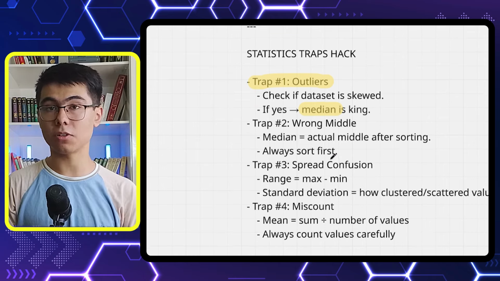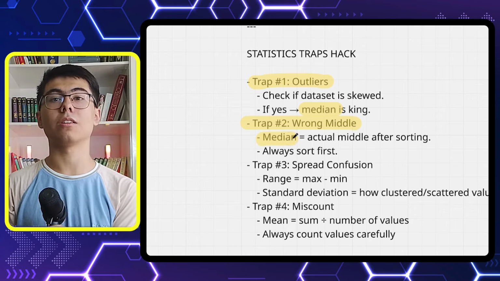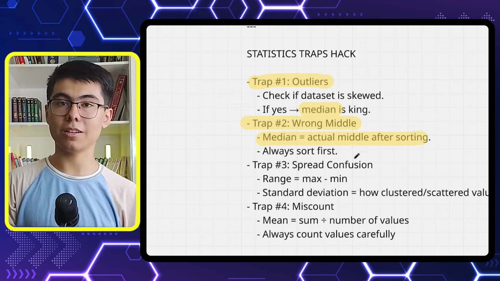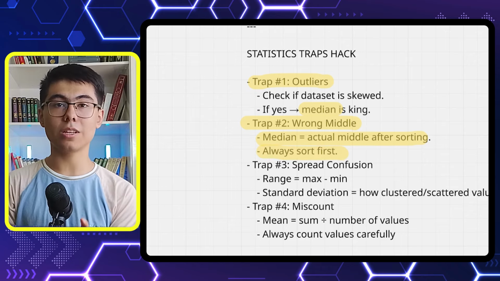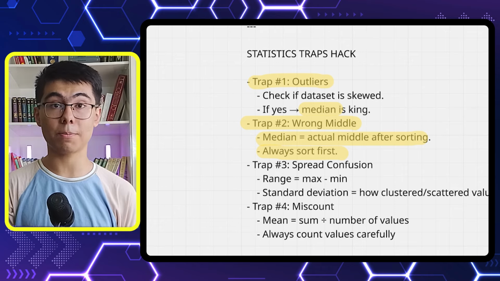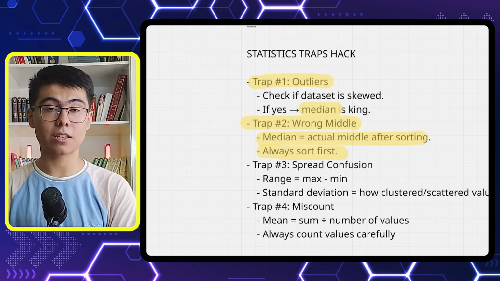Trap number 2, the wrong middle. Median isn't always the middle-looking number. It's the actual middle after sorting. SAT slips in unordered lists just to see if you're sloppy. So don't be. Sort first, then strike.